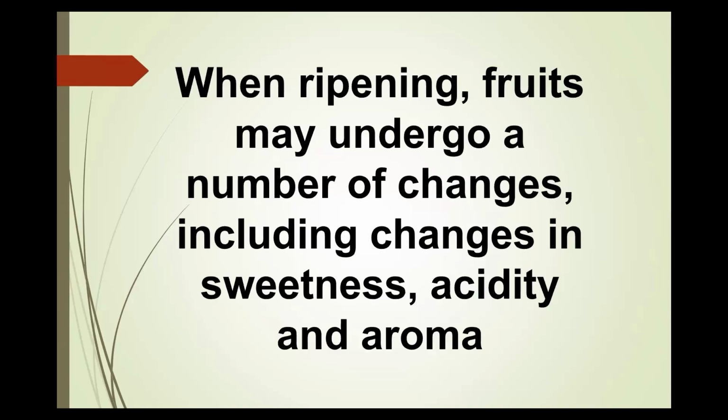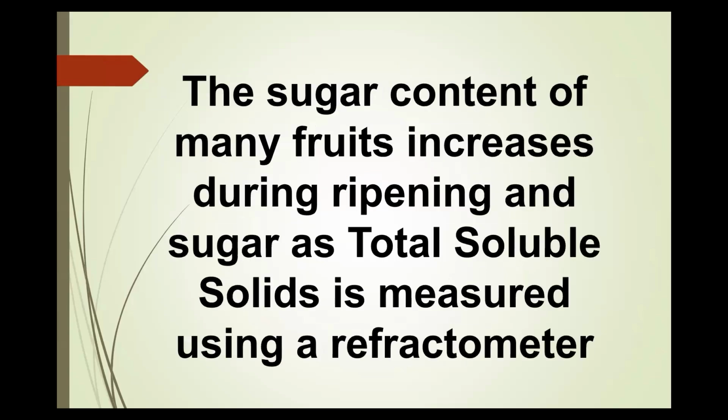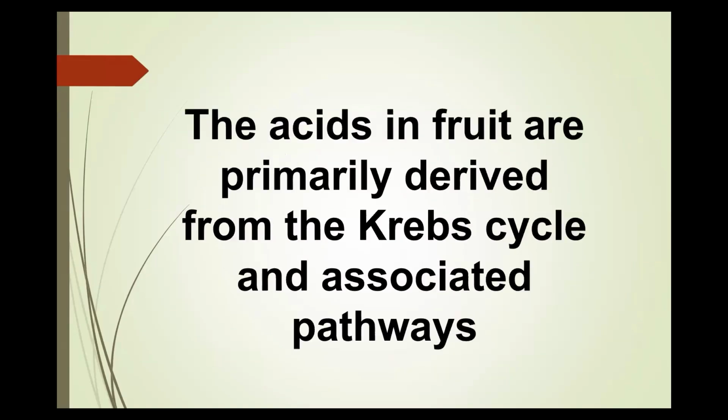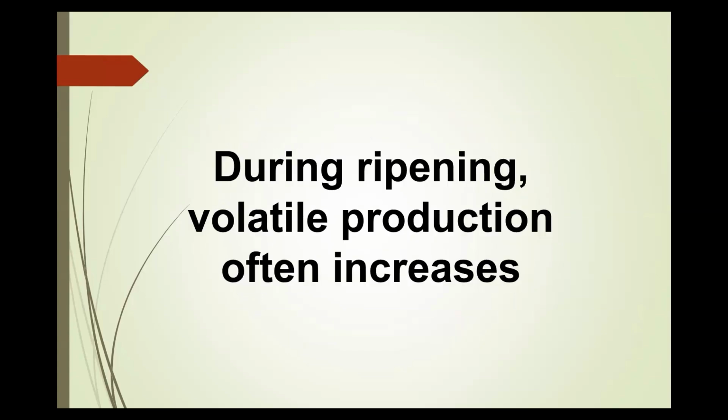Summary points. When ripening, fruits may undergo a number of changes, including changes in sweetness, acidity, and aroma. The sugar content of many fruits increases during ripening, and sugar as total soluble solids is measured using a refractometer. Acid levels in fruit decrease during ripening. The acids in fruit are primarily derived from the Krebs cycle and associated pathways.